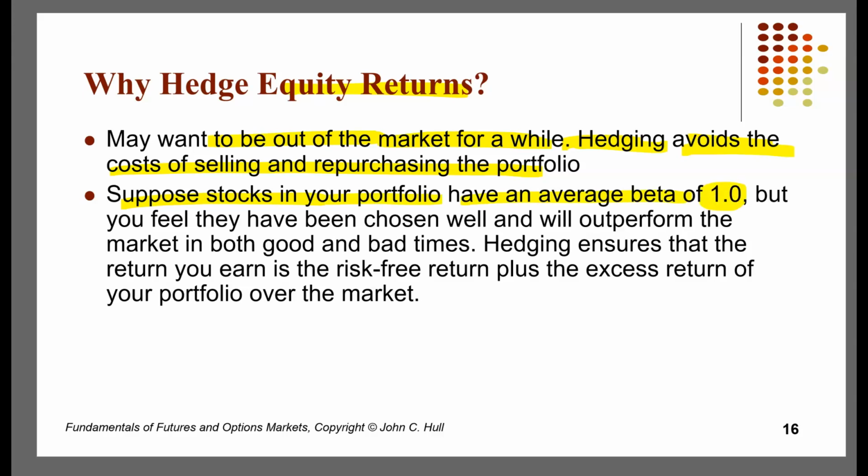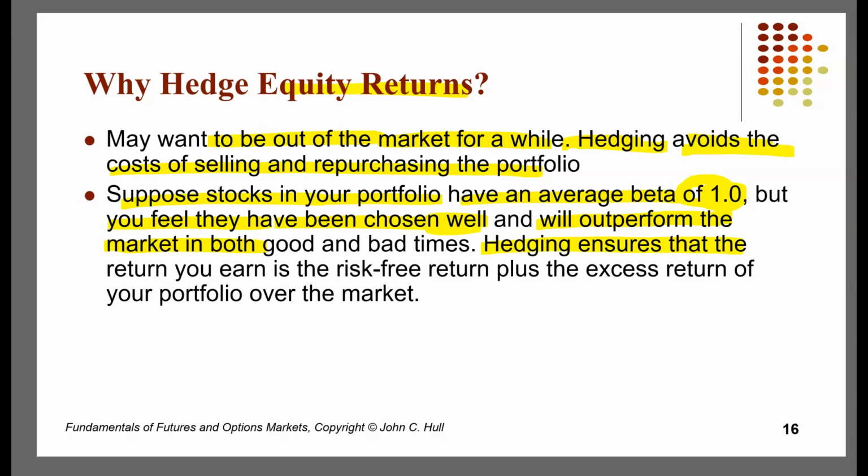So they mirror the market very, very well. They have an average beta of 1. They've been chosen very well. We don't want to get rid of them because we did a good job picking the securities. And we also think that they're going to be outperforming the market later on. So we have a window of time when the market is going to be poor. We know that the stocks are good. When the market bounces back, we're going to make good return on our investment.